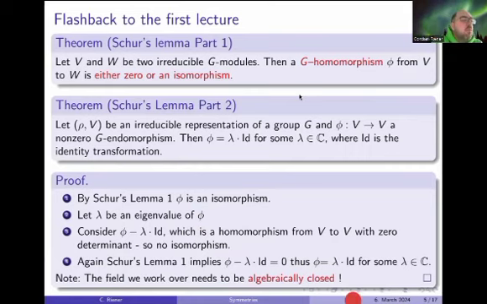Let me just recall that we have one prerequisite here. We have to have that the field we're working over is algebraically closed, to make sure that we have these eigenvalues. We always assume that we work over the complex numbers, and I just mention this because maybe at some point you're interested in a situation where you're not working over the complex numbers.